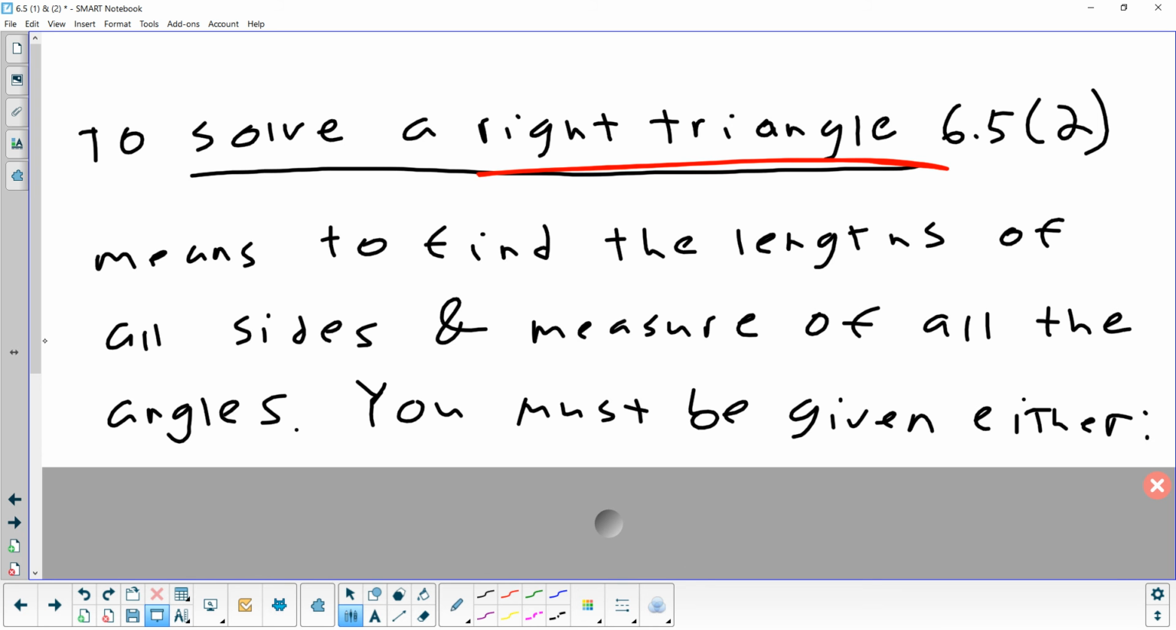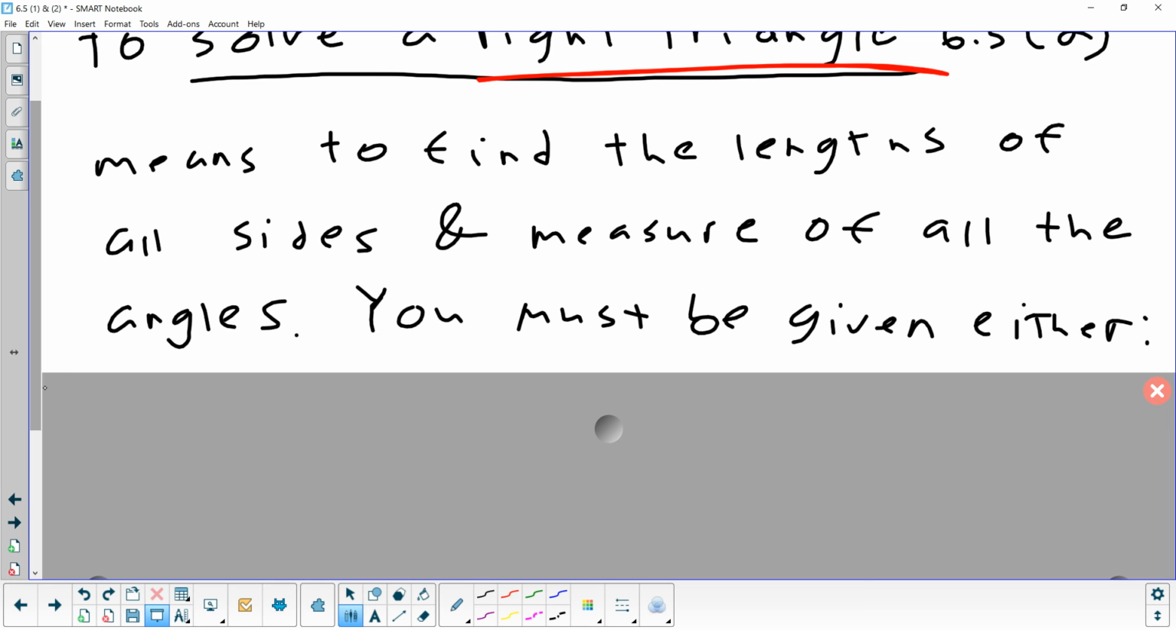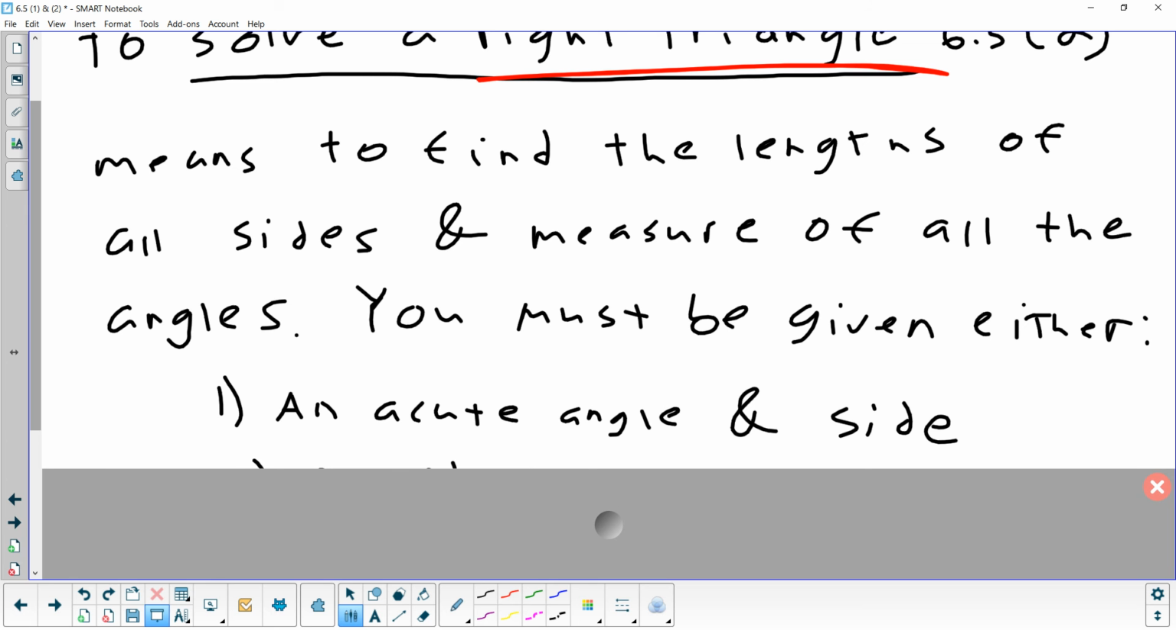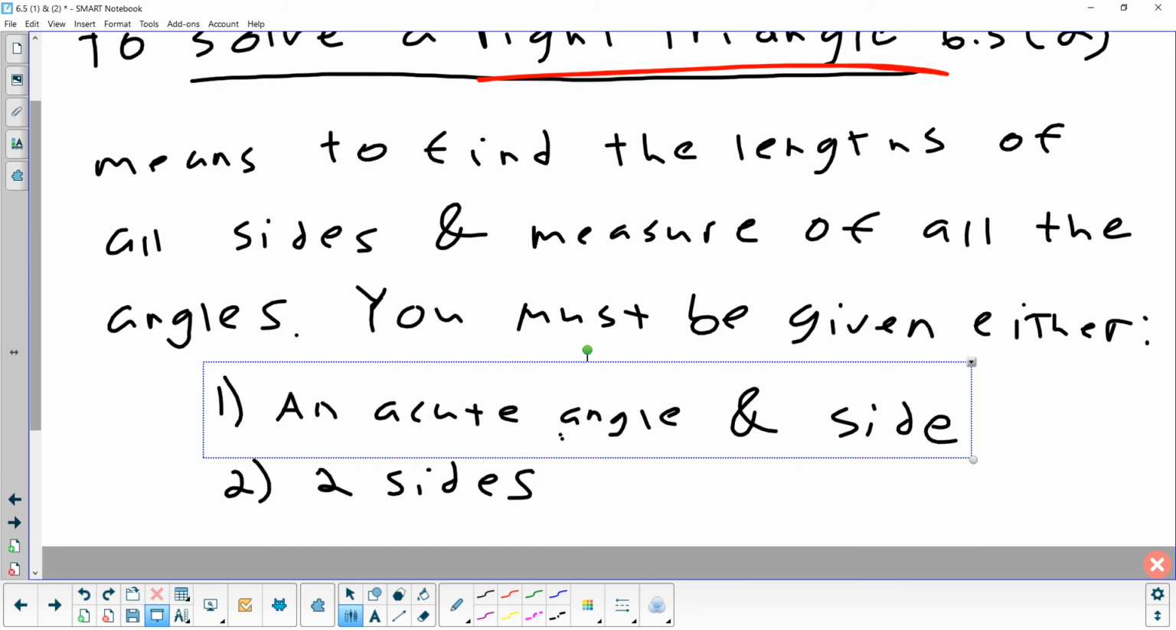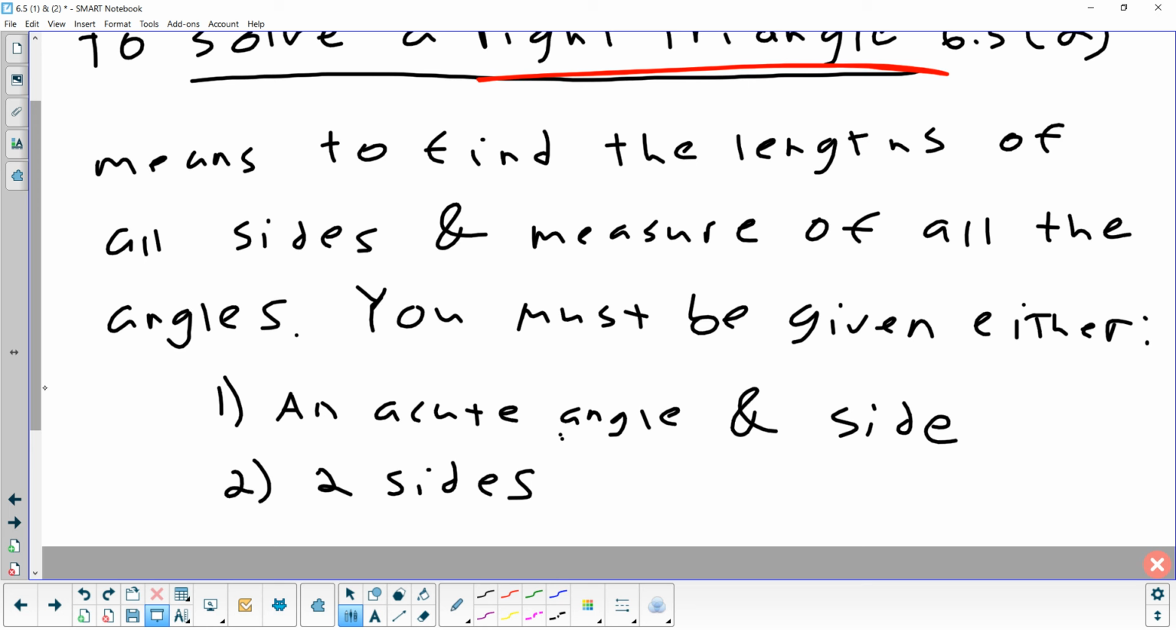And there's 2 types of problems that we could have. In addition to knowing that there's a 90, I have to either give you one of the other angles and one of the other sides, or I could give you 2 sides. So out of the 6 things you have to find, 3 of them are already going to be given to you, the right angle, and then 2 other pieces of information. Depending on which case you have, case 1 or case 2, it's going to change a little bit about how you have to solve it.